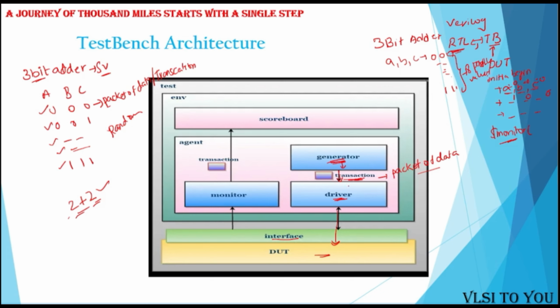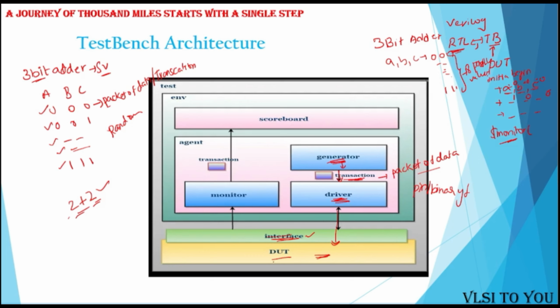Let me repeat one more time. The generator will be generating the packets of data and sending them to the driver. Now what will the driver do? The driver will convert that packet of data to pin level, which is nothing but binary format, zeros and ones, and then it will give it to the DUT with the help of the interface. You won't see this interface in Verilog. You won't see any of this in Verilog.